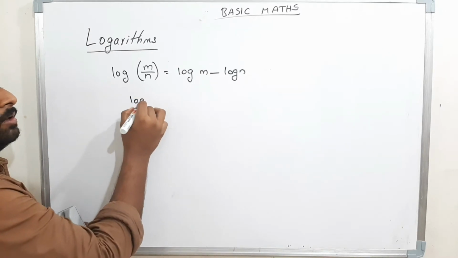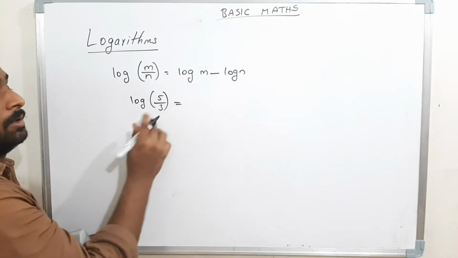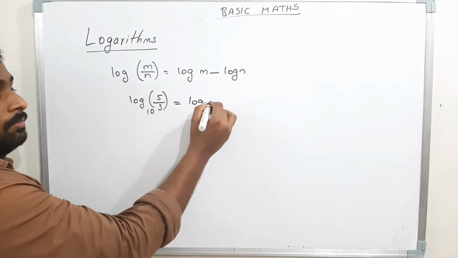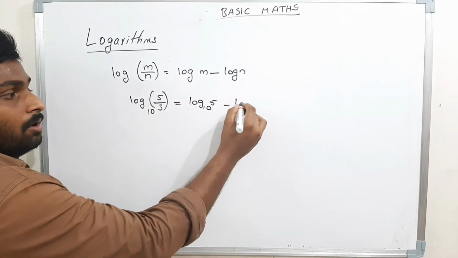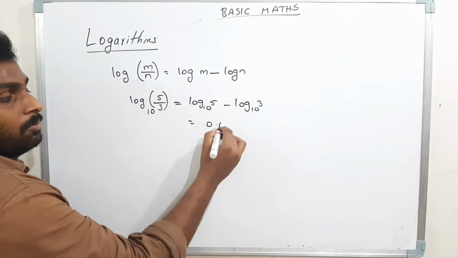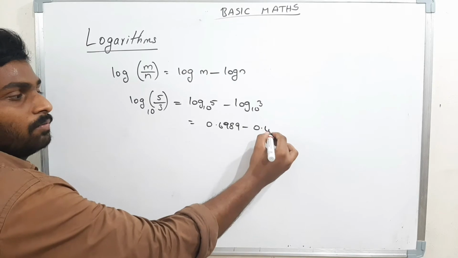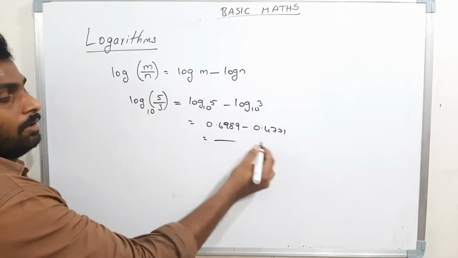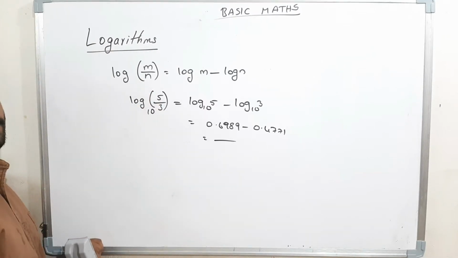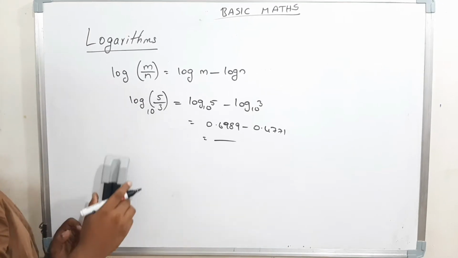Now we will see log 5 by 3. What is log 5 by 3? Base is not there, which means nothing but 10. Log 5 base 10 minus log 3 base 10. What is the log 5 value? Just now I told, 0.6989 minus, log 3 value is how much? 0.4771. Now find the value. I think this is clear how to use this formula, log m by n. When the base is not there, you should assume it as 10. Okay, now we'll see one more formula.